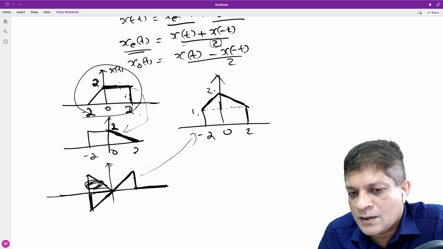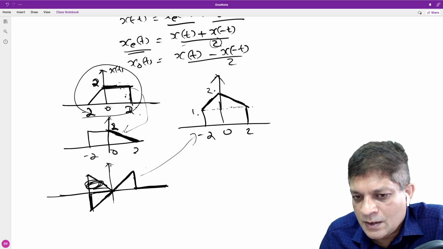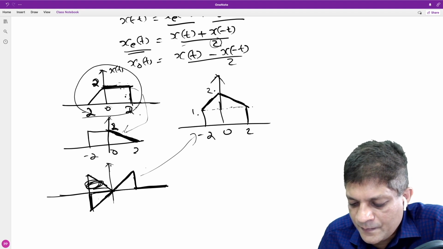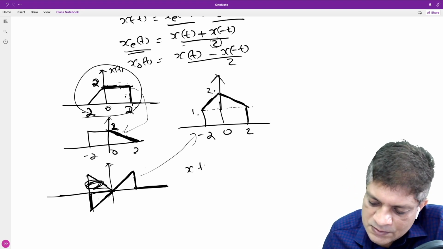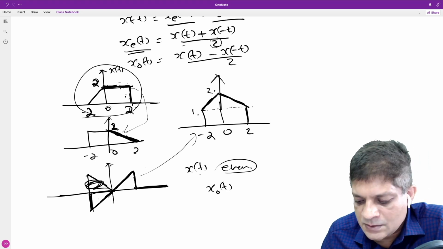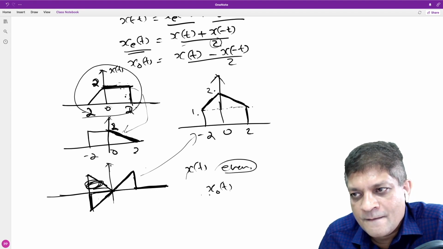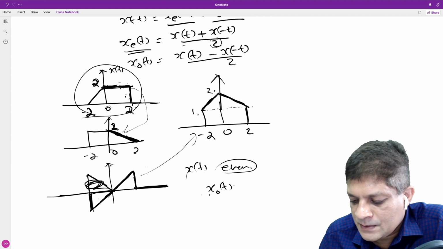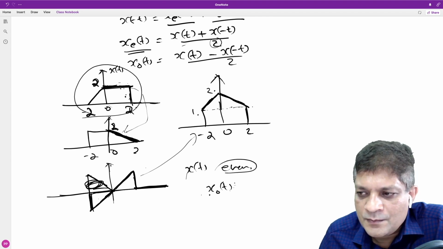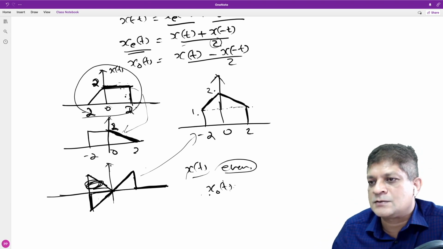If you are given any signal, you can express it as a sum of an even signal and an odd signal. And if the signal x(t) is even, then what about x_o(t)? If x(t) is even, what is the odd part of that signal? Null function. It is 0. And if x(t) is an odd function, then the even part of that signal is 0.